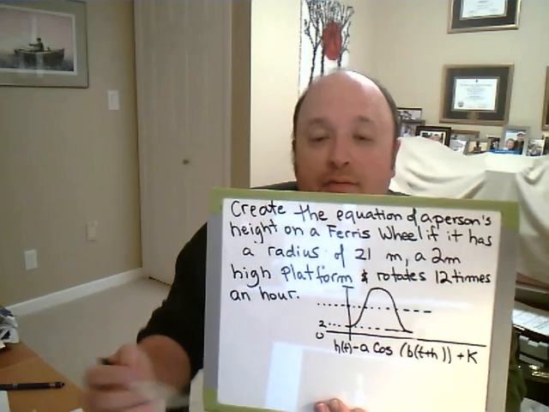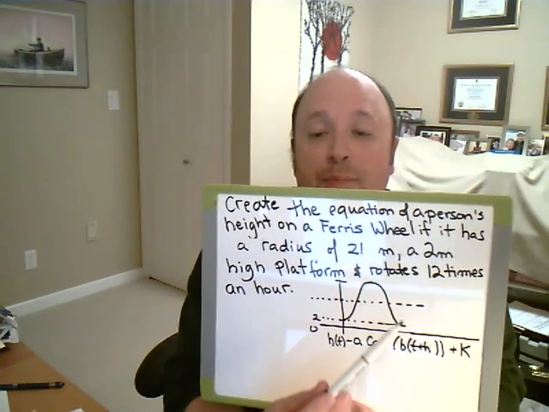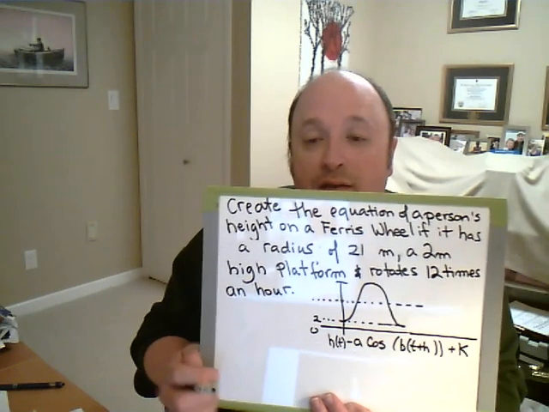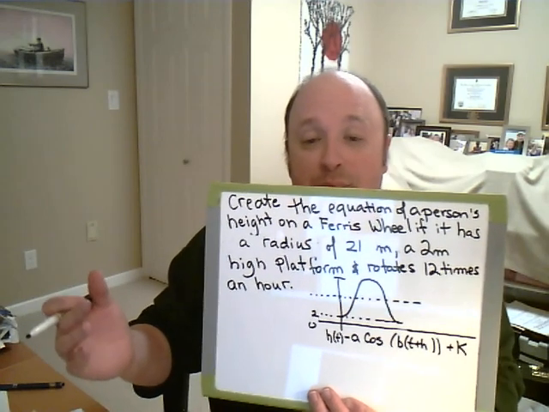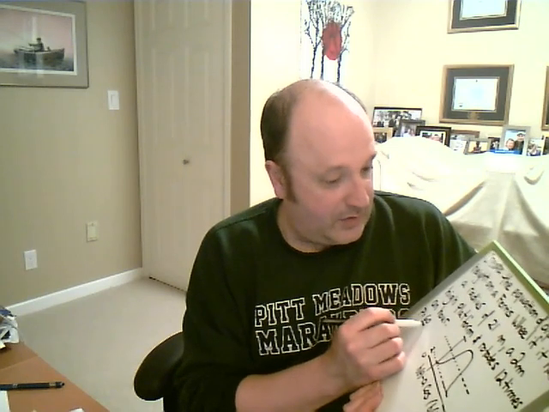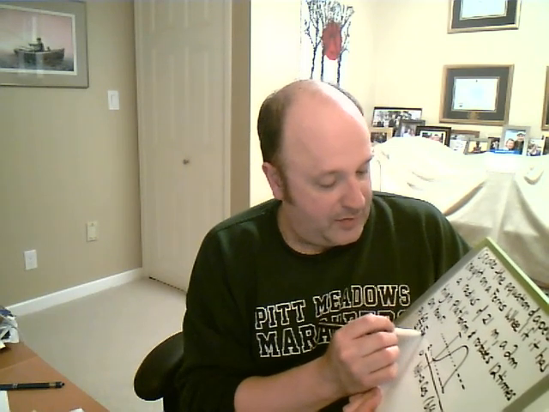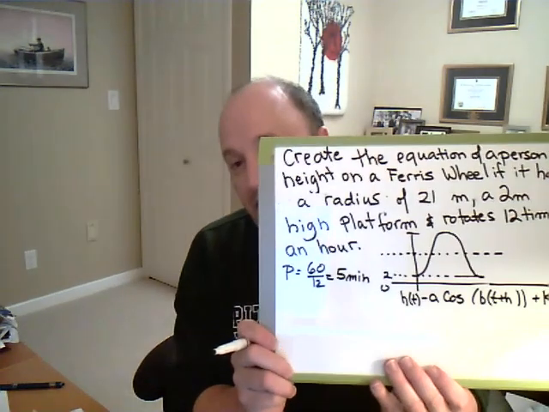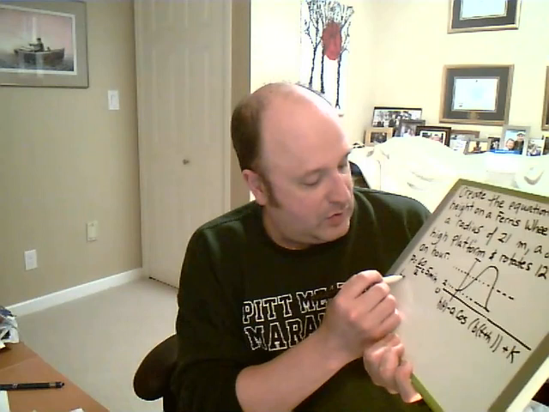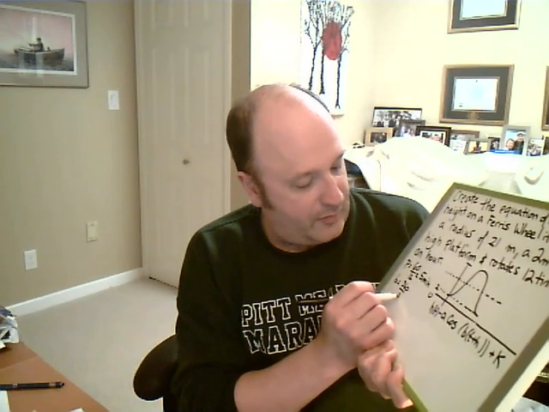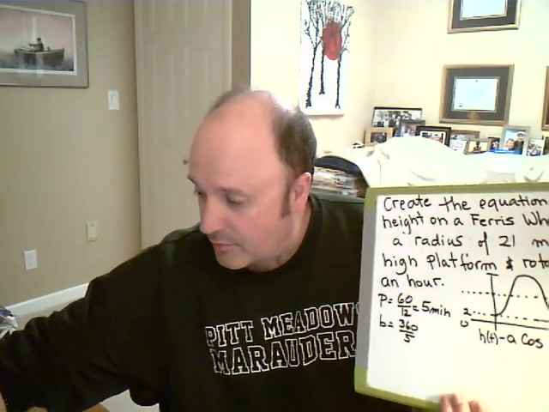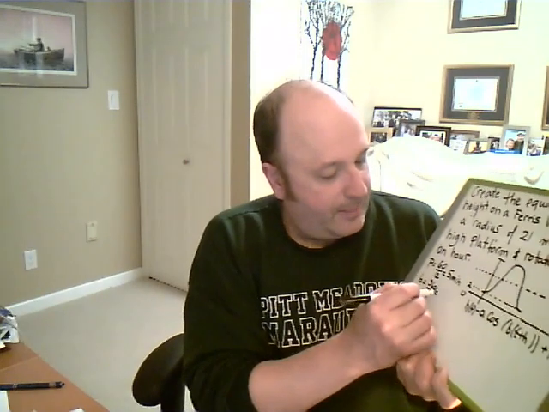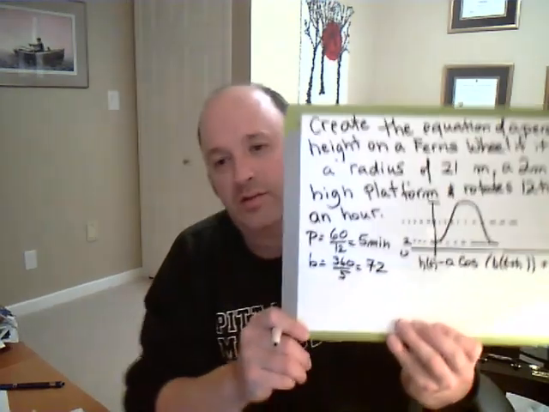Again, we know that you get on at the bottom, go to the top, and then come back down again and get off. It does that 12 times an hour. So that's the frequency, and we have to remember the period. The period is equal to 60 minutes divided by 12, which is 5 minutes. It has a 5-minute period. So when I calculate my b value, it's going to be 360 divided by 5. Let's see what that is. 360 divided by 5 is 72. So there's the b value.